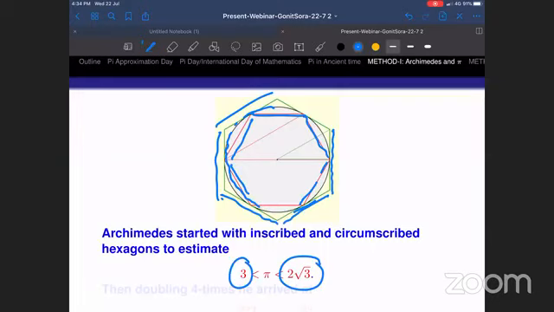So therefore, Archimedes started with this, that pi lies between 3 and 3 root 3. Then what was his novel innovative idea was that he can double the sides. That means from 6 sides, he can go to 12 sides. So from 6 sides, he can inscribe a 12-sided polygon, and he can calculate the perimeter of that polygon from the length of the hexagon. That is called the doubling of the sides and finding the perimeter.